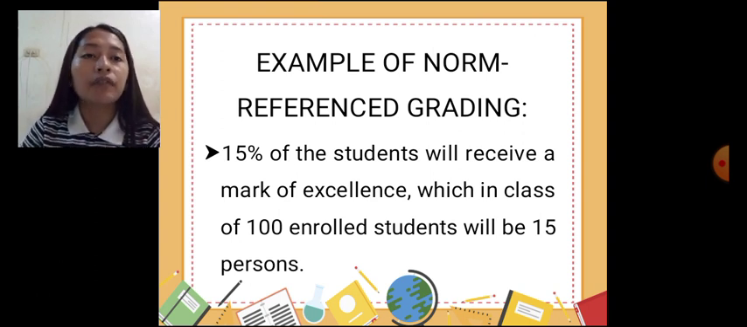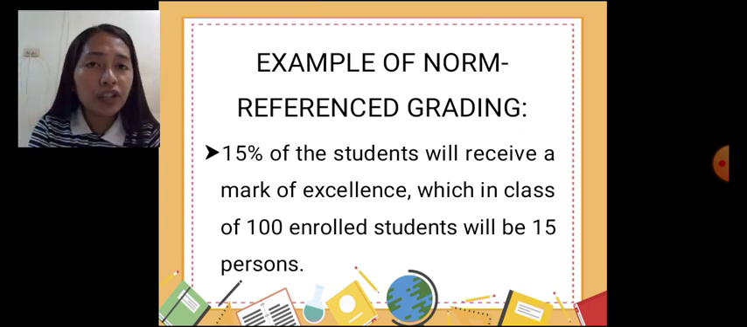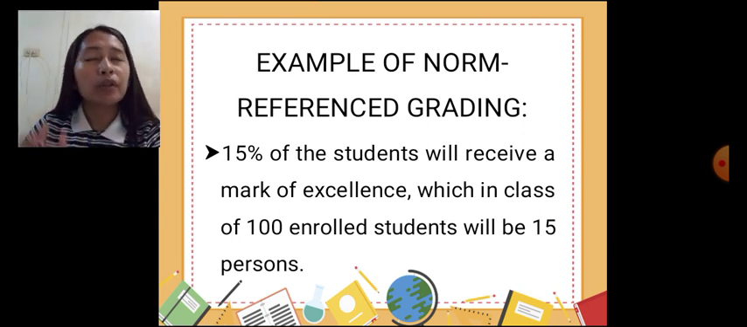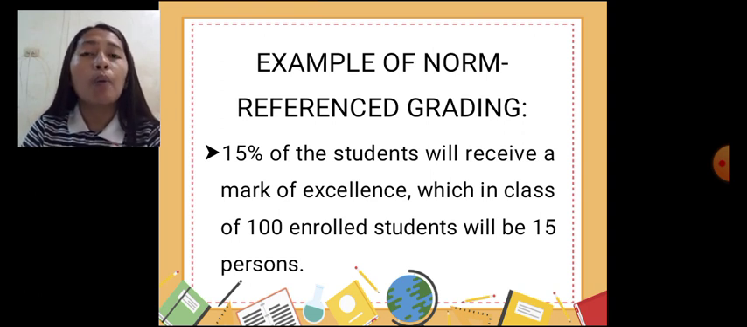15% of the students might belong in the excellence, while others may belong to average, to good, to poor, and so on. So norm reference grading depends on where you are ranked. Norm reference grading depends on where you belong in rank.